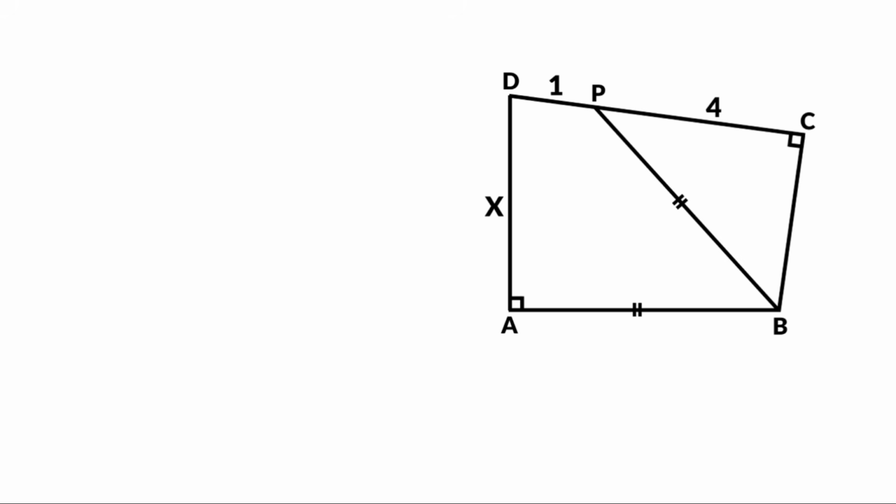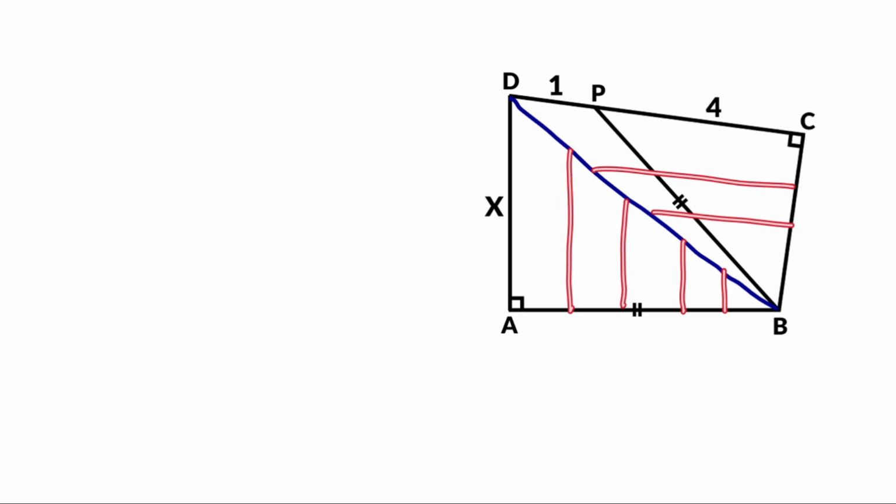Method 1, pure algebra. Draw the diagonal BD. This single line splits the figure into two right triangles, triangle ABD and triangle BCD. Since both triangles share the same hypotenuse, BD, the Pythagorean theorem will allow us to connect them.